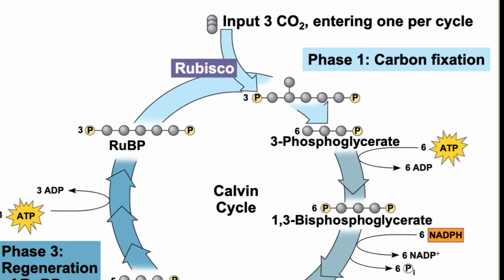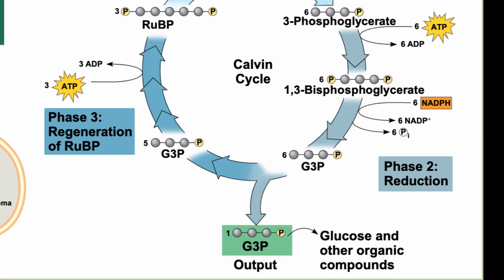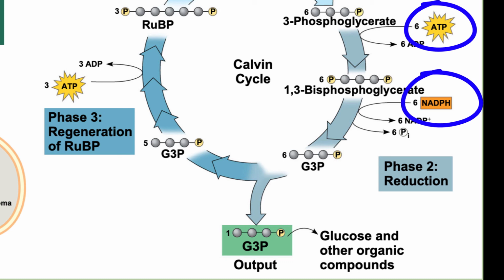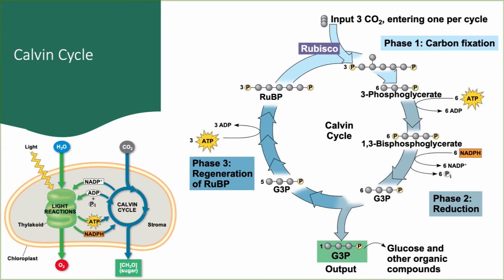The next phase involves the reduction of 3-phosphoglycerate to produce G3P. This reduction is very energetically expensive, and so both ATP and the electron carrier NADPH deliver their energy in order to allow this to happen. In the third and last phase, multiple molecules of G3P are joined together to regenerate RuBP. Again, this is energetically costly, and so ATP is used to fuel the endergonic reaction.